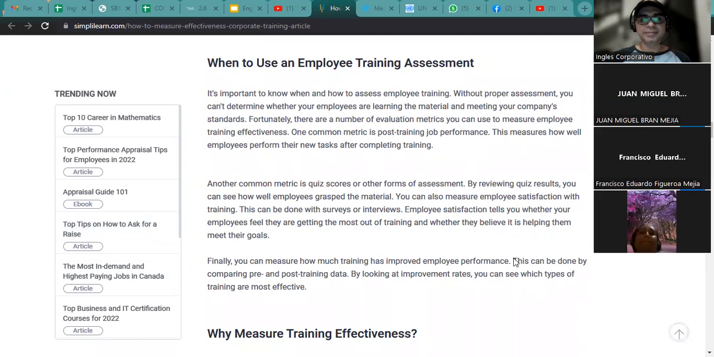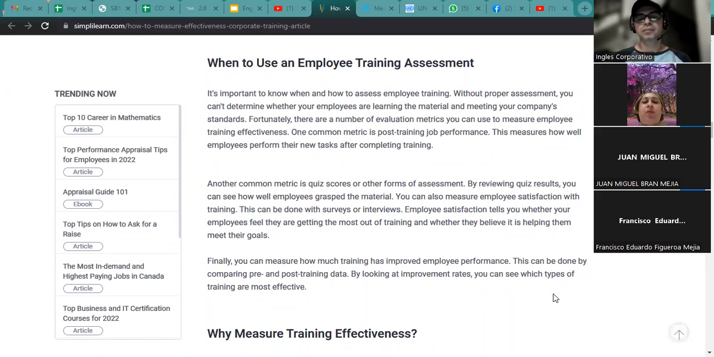Yvonne, could you please help me with this part? Okay. When to use an employee training assessment. It's important to know when and how to assess employee training. With proper assessment, you can determine whether your employees are learning the material and meeting your company's standards. Fortunately, there are a number of evaluation metrics you can use to measure employee training effectiveness. One common metric is post-training job performance. This measures how well employees perform their new tasks after completing training. Another common metric is quiz scores or other forms of assessment. By reviewing quiz results, you can see how well employees grasp the material.